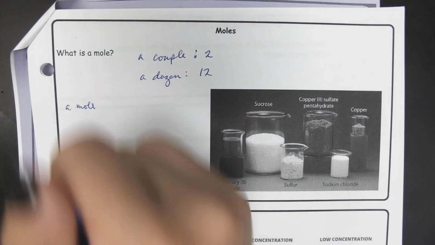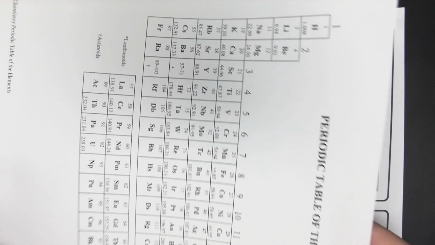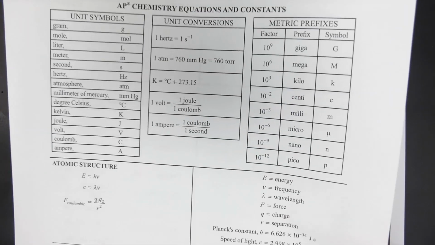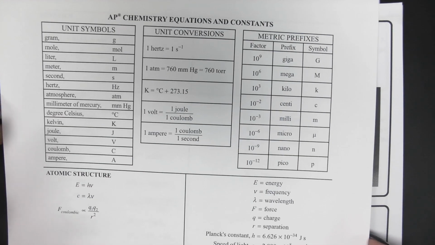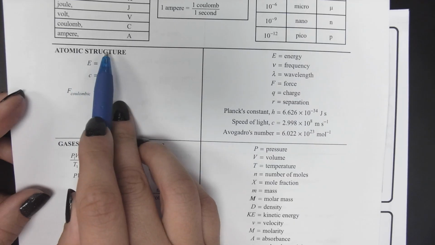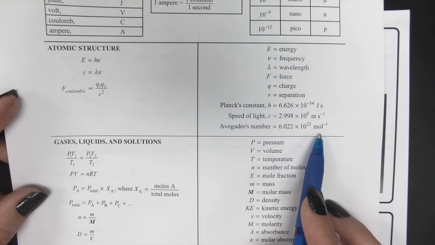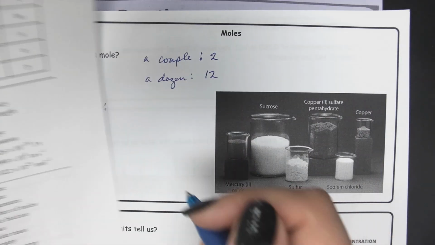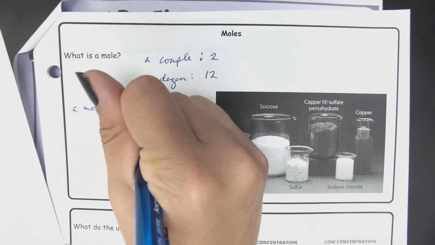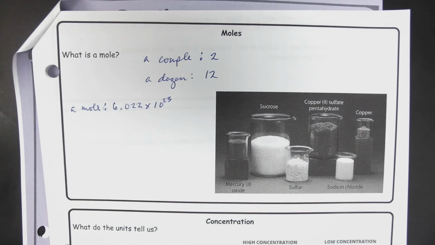So a mole, now, guess what? You don't have to have this memorized. I'm pretty sure I printed yours out in green, but this is your reference. So we have our periodic table, and if you turn the page, then we have a bunch of info right here. And one of the pieces of info we get, atomic structure, go to the other side, Avogadro's number. Avogadro's number is 1 mole. So 1 mole, if you have a mole of something, you have 6.022 times 10 to the 23rd of those things, okay?